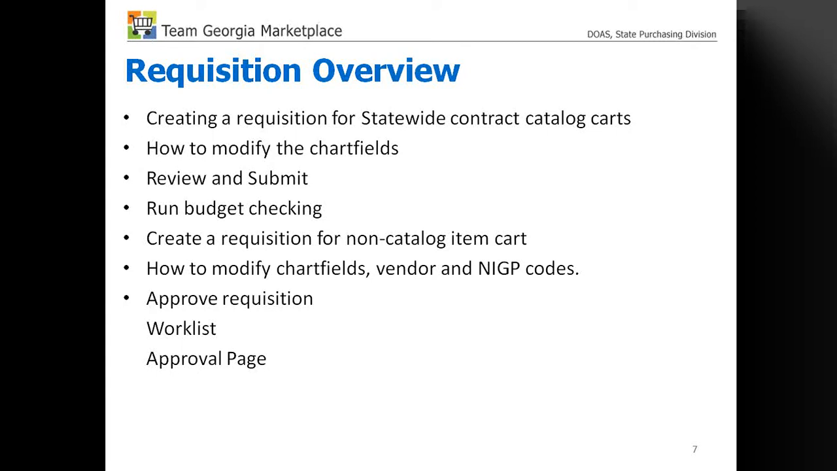I'm going to walk through how to modify the default chart fields, how to do the review and submit, run budget checking on the requisition, and then we'll walk through how to route the requisition for approval, go through the approval process, and for that from both the work list and the approval page, and then we'll stage the requisition and turn it into a purchase order.